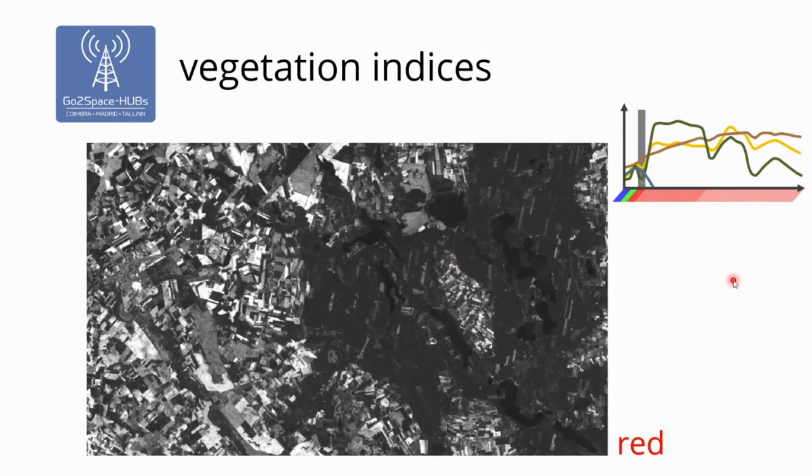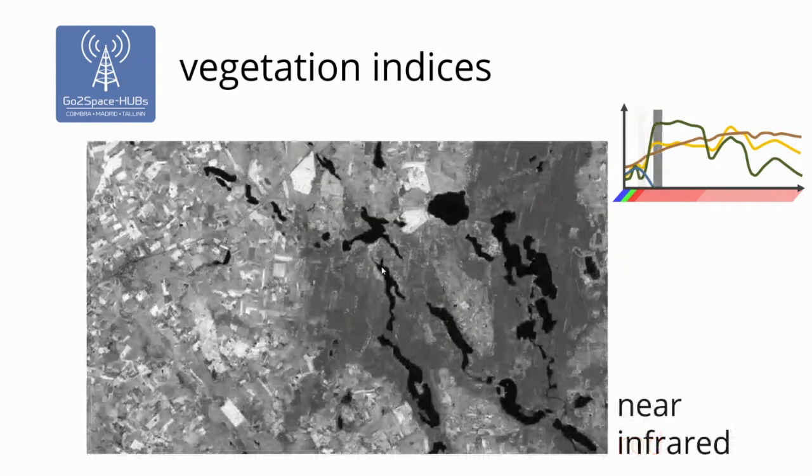indices. So here we have a red band, so vegetation will be quite dark here. For example, we can look here and here, and here we have this near infrared band, so vegetation will be very bright for a change.